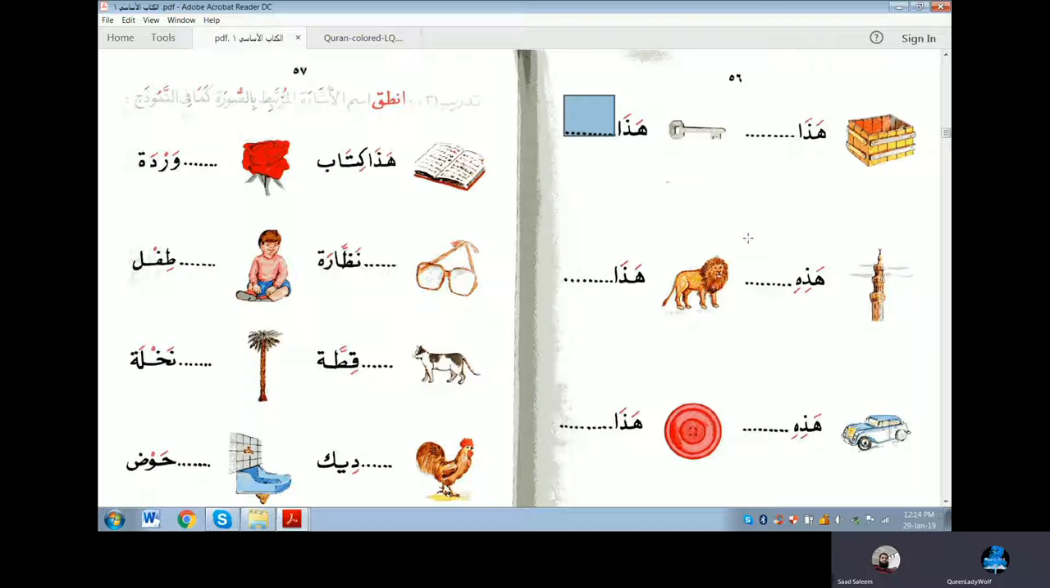And tower. That's the tower. It's a tower. Abraj. No, Mizanun. Hazihi Mizanun. What is it called? Mizanun. You learned this word today. Mizanun. Okay.